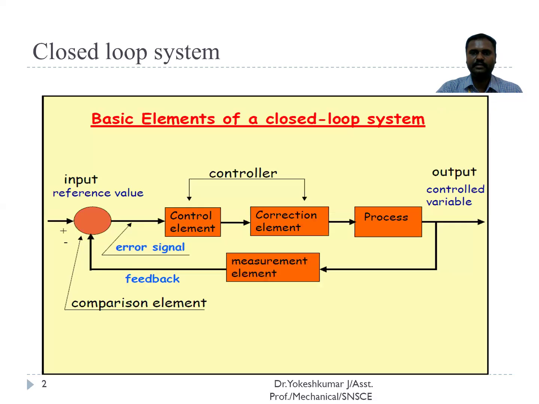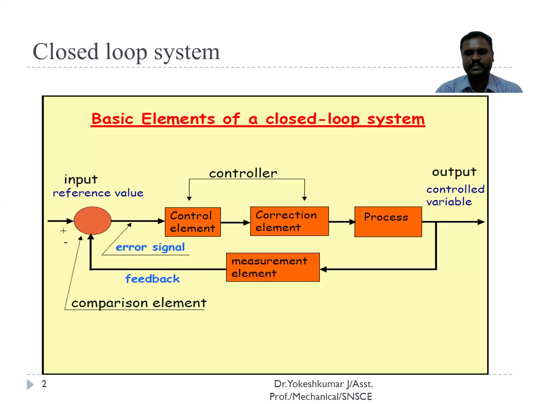So here I have depicted the important elements of closed loop system. Here few elements are same as that of open loop system, such as control element. Control element is used to control the parameters or any variables that is going to be measured. Then the correction element, which will make correction for the variable. Say for example, a heater, it is used to heat a particular element, that is called a correction element. The combination of control element and correction element is called a controller.